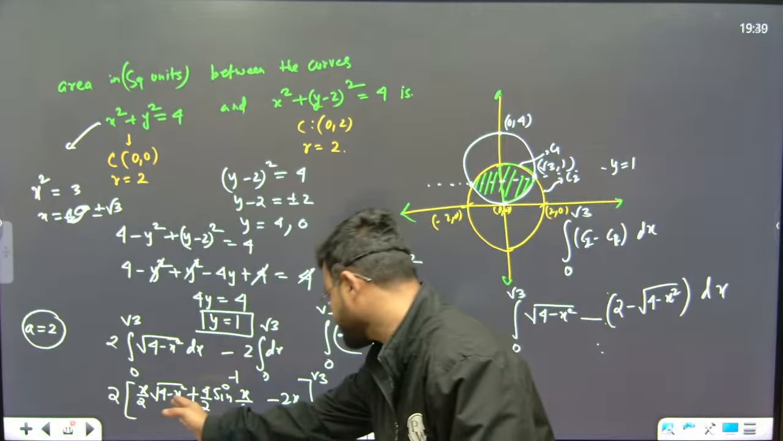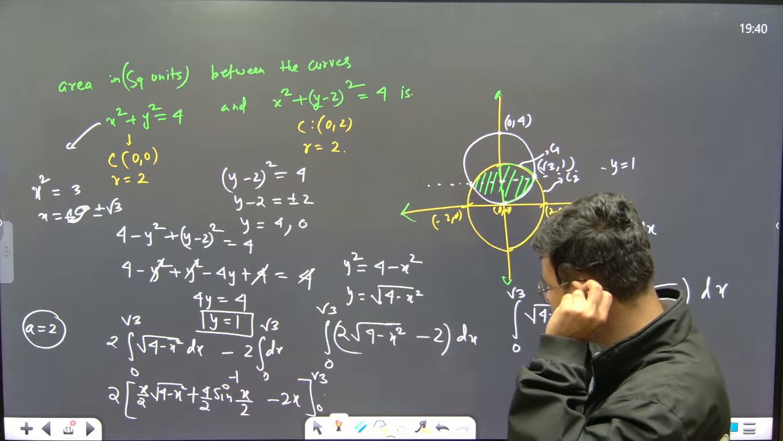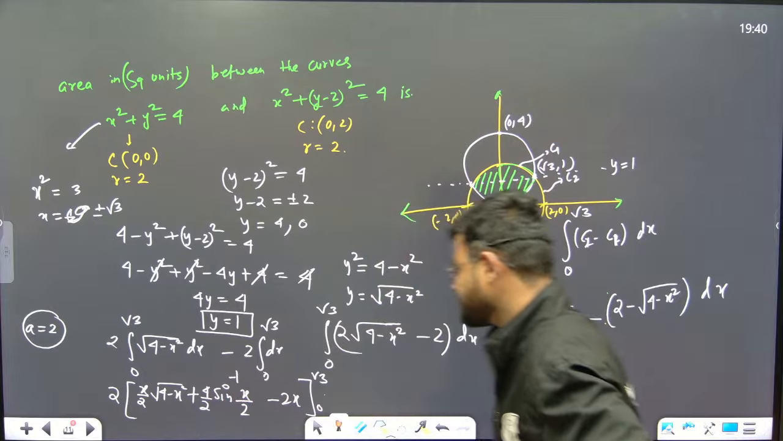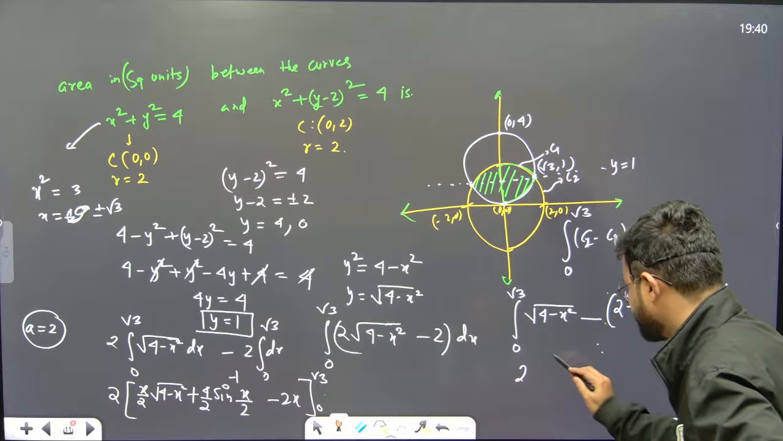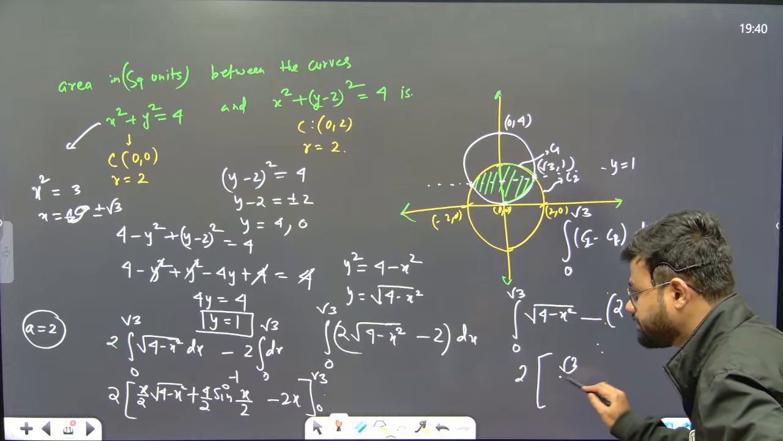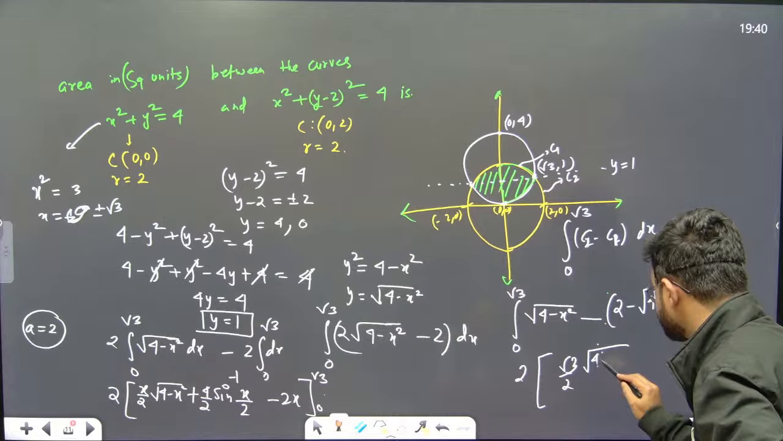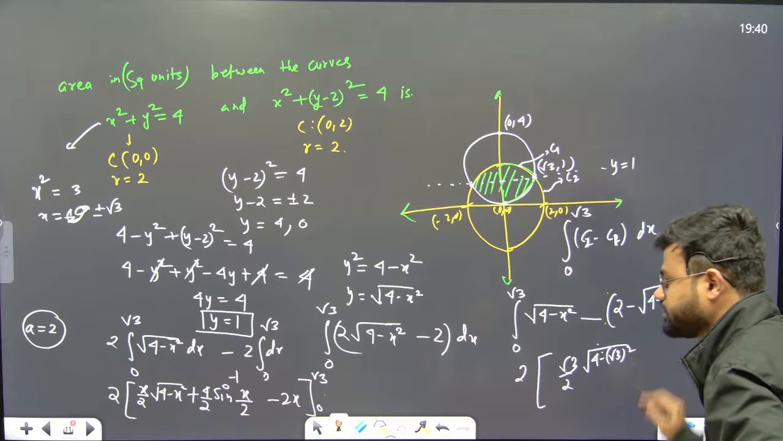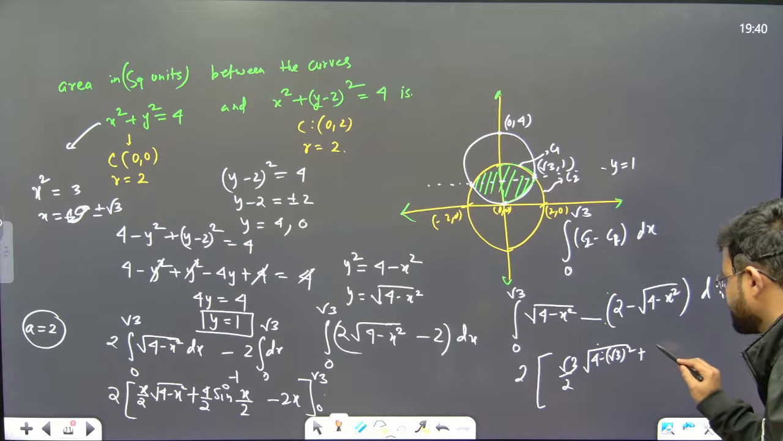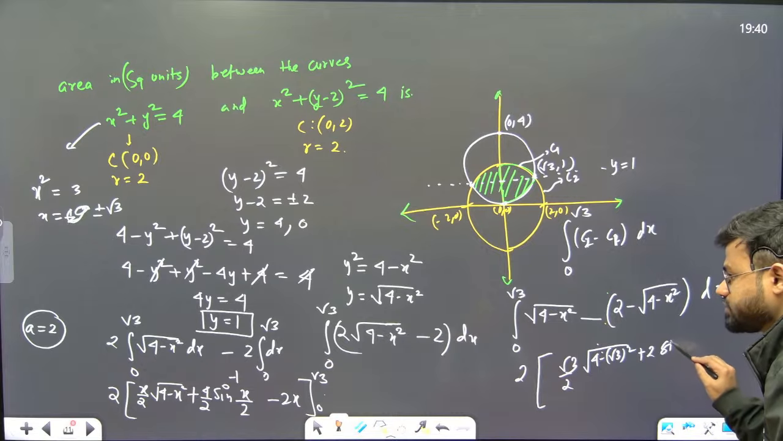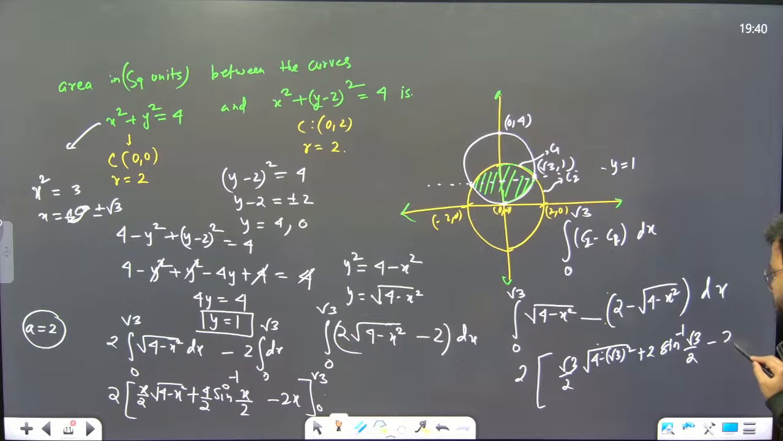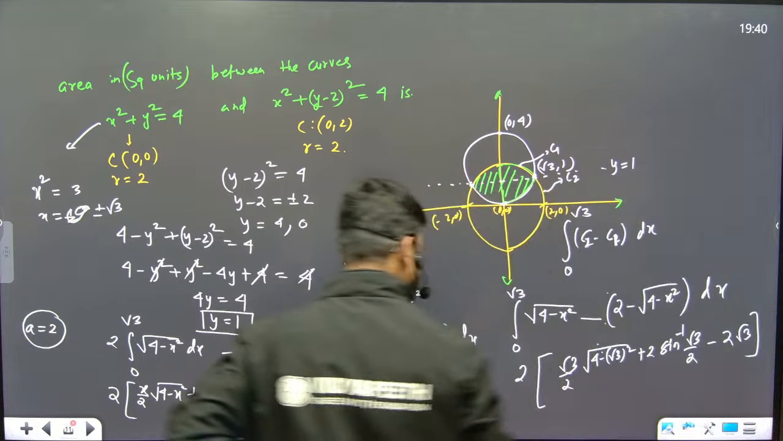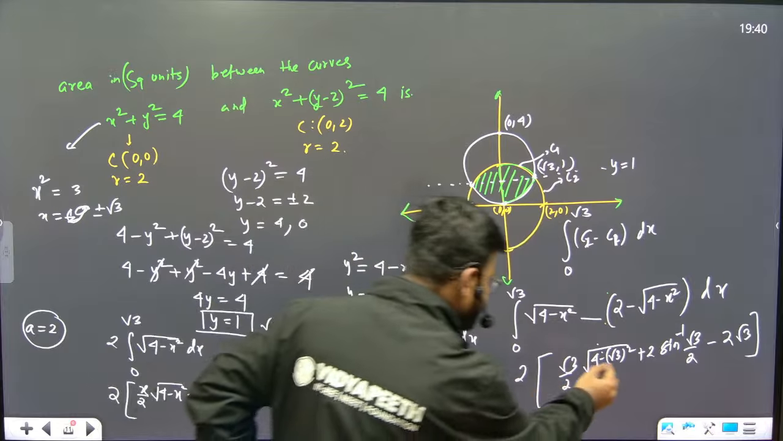I think 2 I can take common, so it is going to cancel out from this, or directly you substitute. So I'm getting 2 times root 3 by 2 root over 4 minus root 3 whole square, plus 2 times sine inverse root 3 by 2 minus 2 times root 3, and the lower limit I am not writing since it is going to vanish. So here 4 minus 3 is 1.